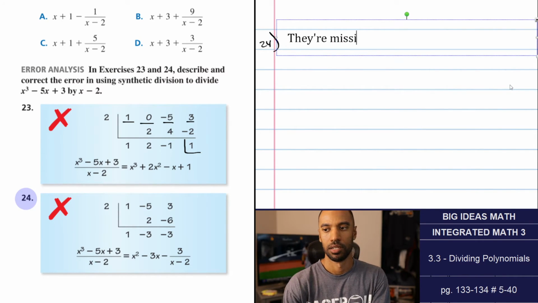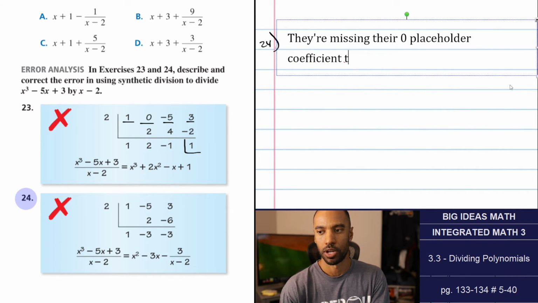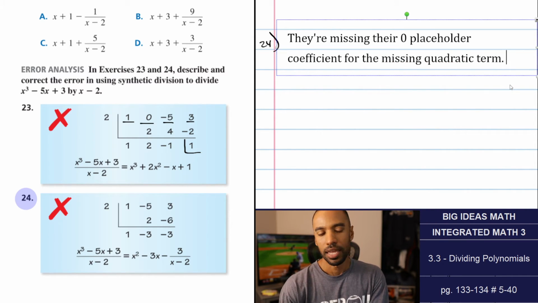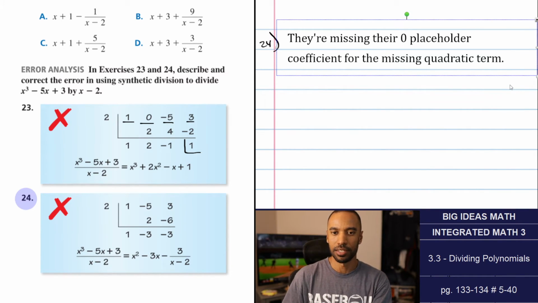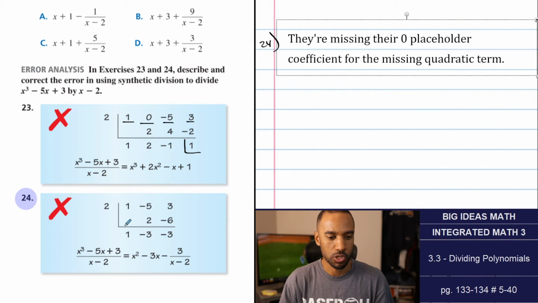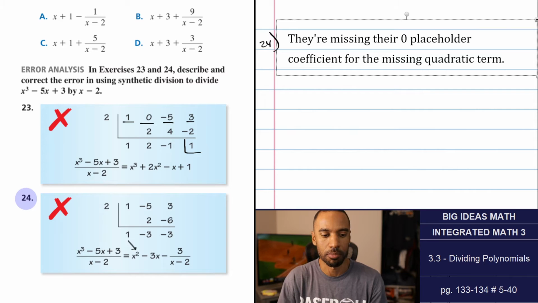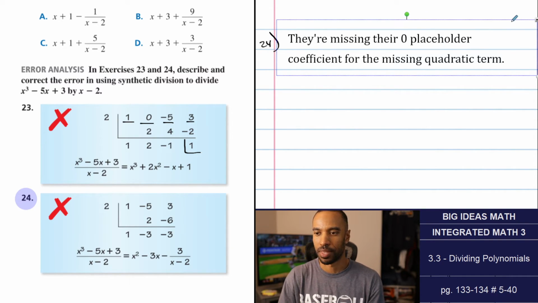They are missing their 0 placeholder coefficient for the missing quadratic term. In turn, their answer's kind of wonky. I get that they understand that their final answer should be an x squared if this was an x cubed. That's why they're putting x squared, and we should as well. And that the last number should always be a remainder. But like I said, the constant gets lost in the process. That's really because of this problem, though. So as a whole, that's the issue.